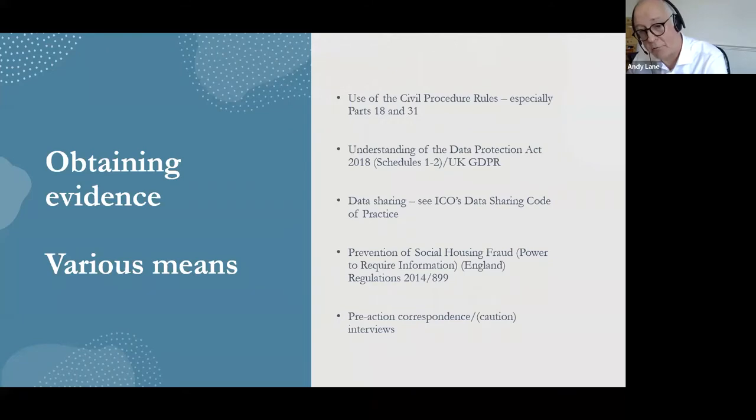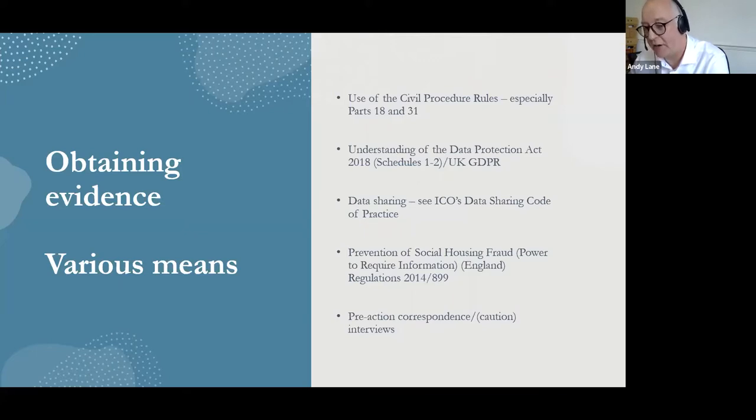Now, they don't have to provide that information, of course. It just means that they have the ability to do so. And if they do so, then that's good. And if they don't, you consider your Part 31 options as to whether you require disclosure from a third party. But data protection shouldn't be seen as something that stops you doing it.